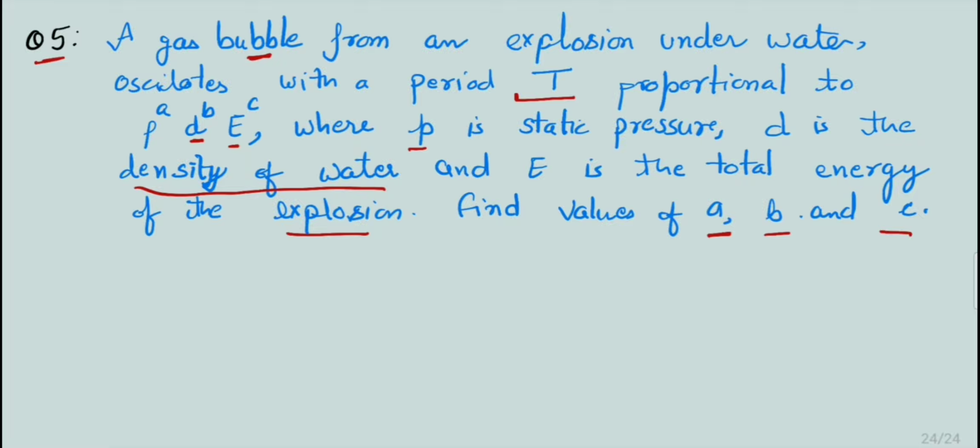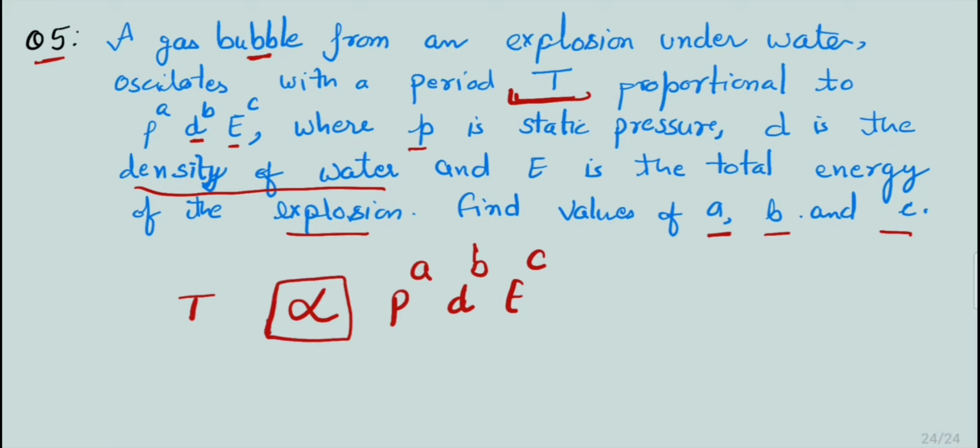So here what they have given is that the time period is proportional to P raised to power a, D raised to power b and E raised to power c. So we know this proportionality we can change to the sign of equality by putting one constant K. So T is equal to K P raised to power a, D raised to power b and E raised to power c. Here T is the time period.